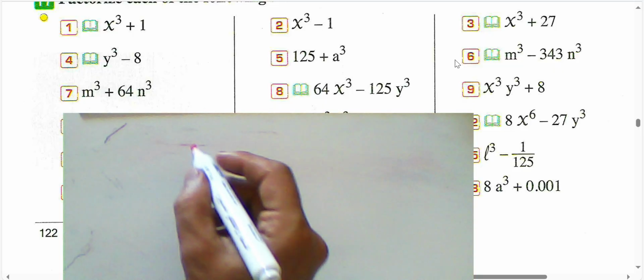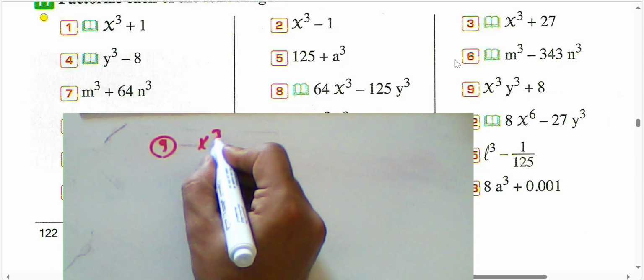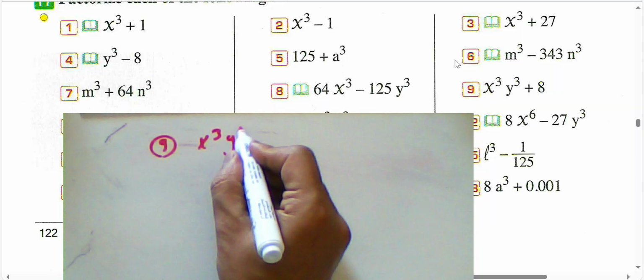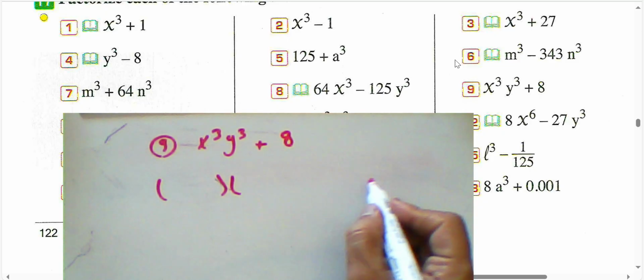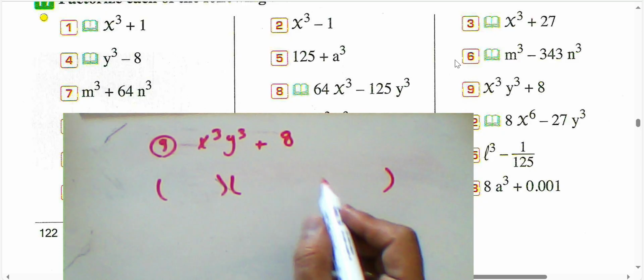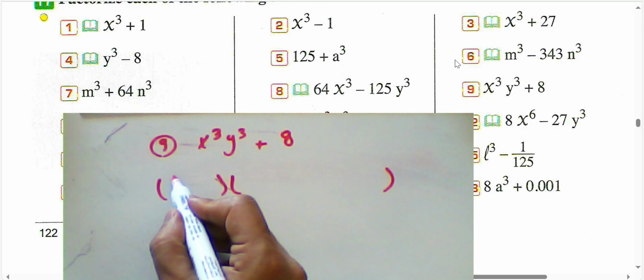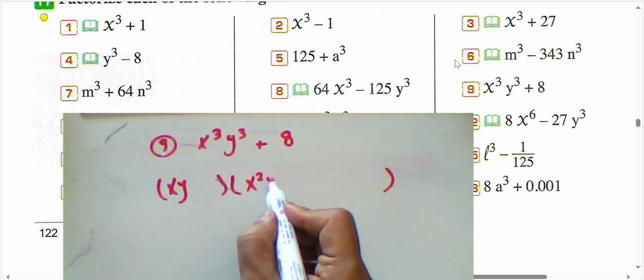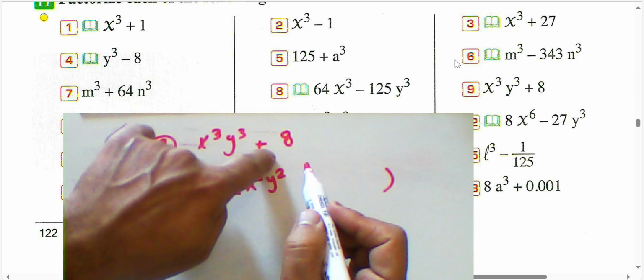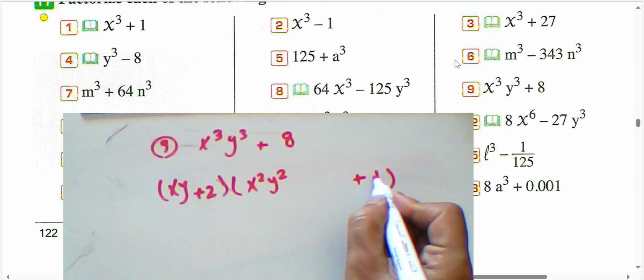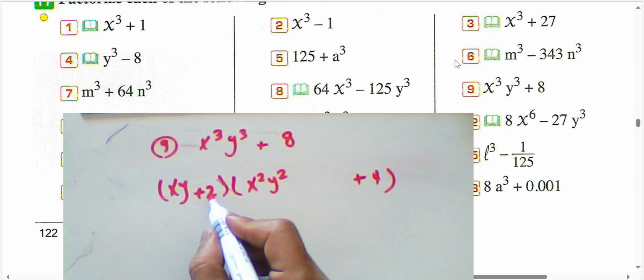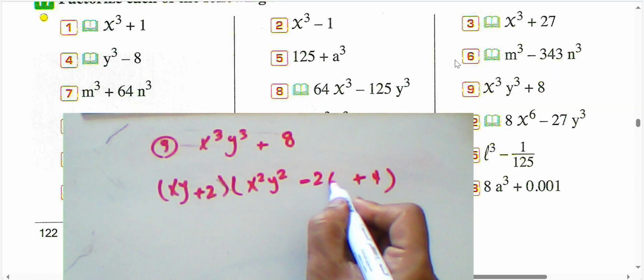Next question, number 9. x power 3 y power 3 plus 8. We can open small brackets and great brackets. Cubic root of the first is xy, and here power 2: x power 2 y power 2. Cubic root of 8 equals 2, and 2 power 2 will be 4. And the middle, first and second, change the sign: negative 2xy.